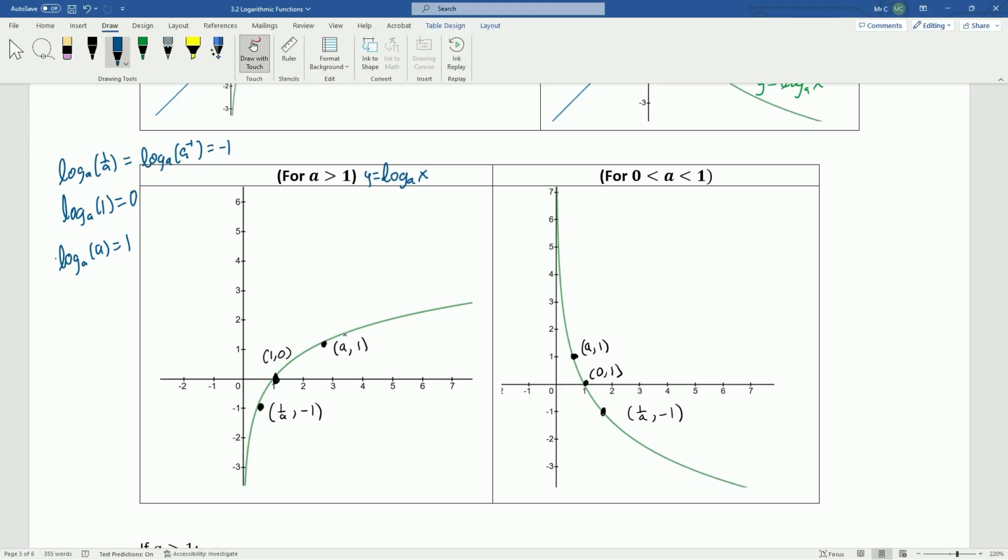So just like any other function, we're not going to plot a bunch of points. We're just going to plot the key points and use what we know about the function to shape the rest of the graph. Now notice, if we're looking at a being between 0 and 1, all that does is change where a is on the x-axis, and that's why it ends up flipping this logarithmic graph over like this.